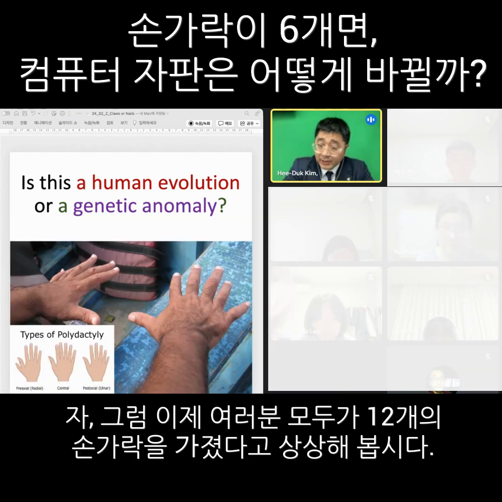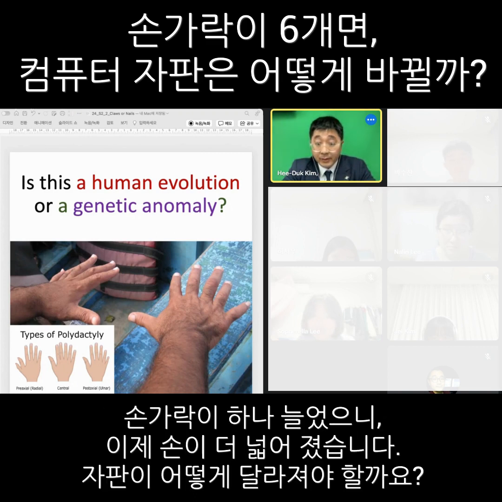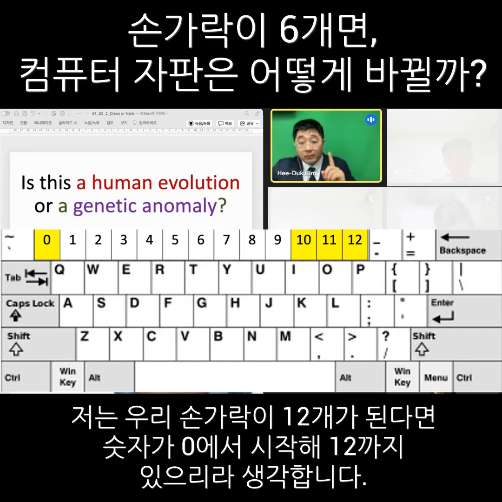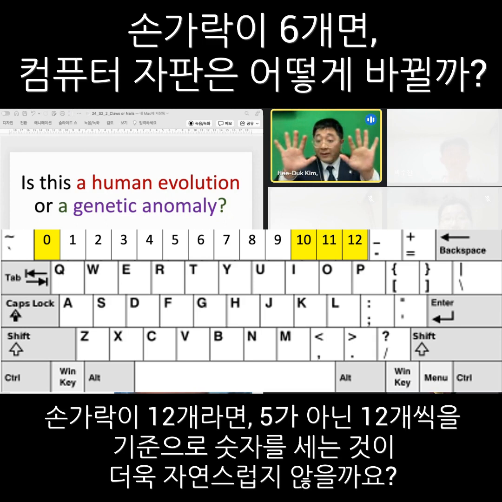And now imagine all you guys have 12 fingers, okay? And therefore, your hands are gonna be wider, right? What's gonna happen to your keyboards? I propose that if we had 12 fingers, the numbers may begin with 0, 1, 2, 3, 4, 5, 6, 7, 8, 9, 10, 11, and 12. Why? Because we got 12 fingers. Don't you think it will feel natural to count by 12 instead of 5s?